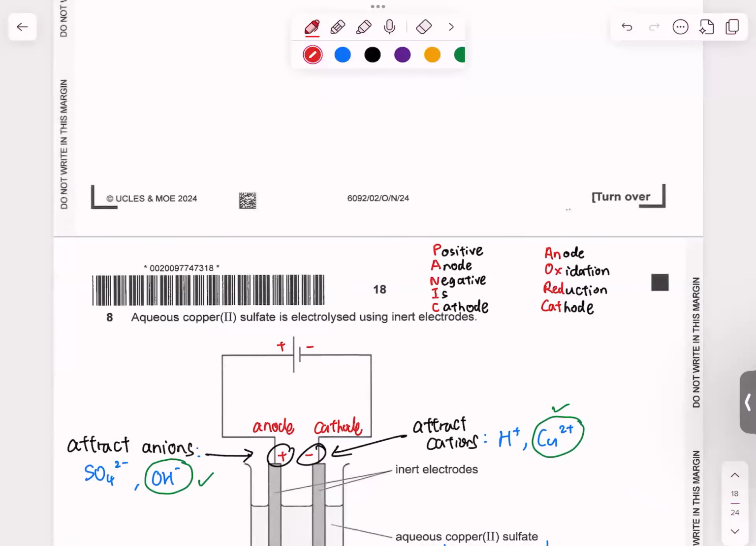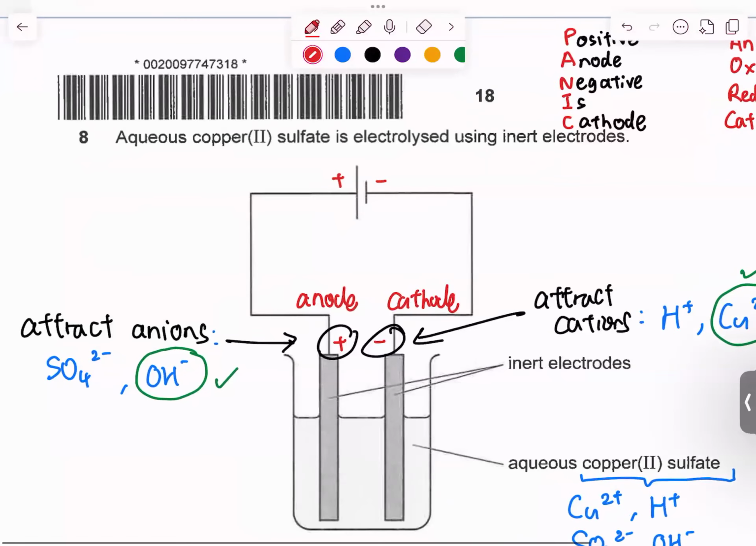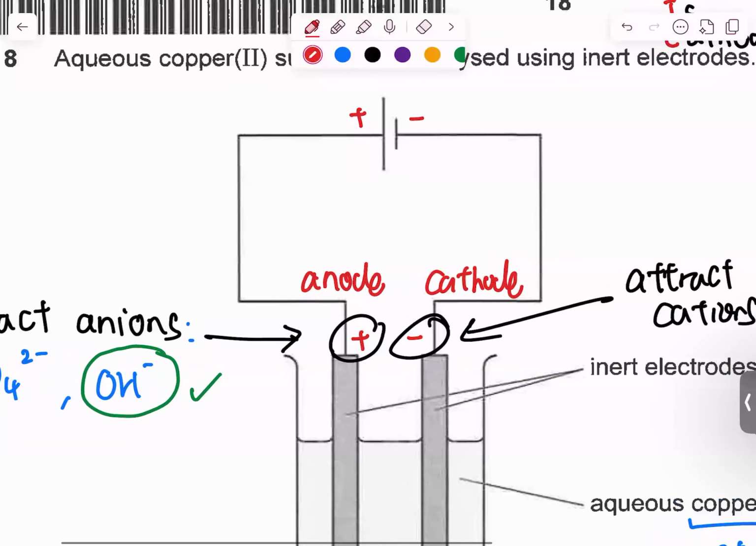Okay. Moving on to question 8 now, electrolysis. I don't want to jump into the question first. I just want to take some time to cover the concept. Now you see, a battery is electrolysis.